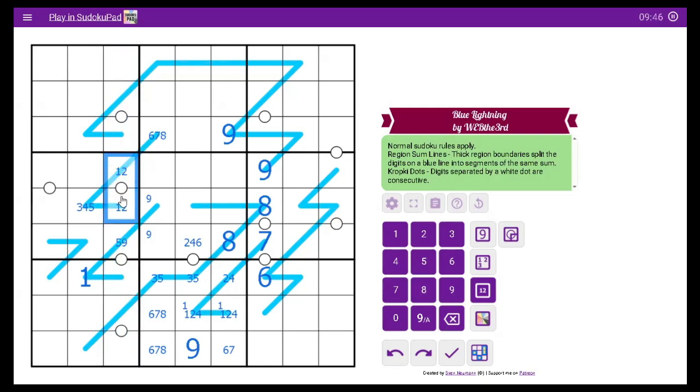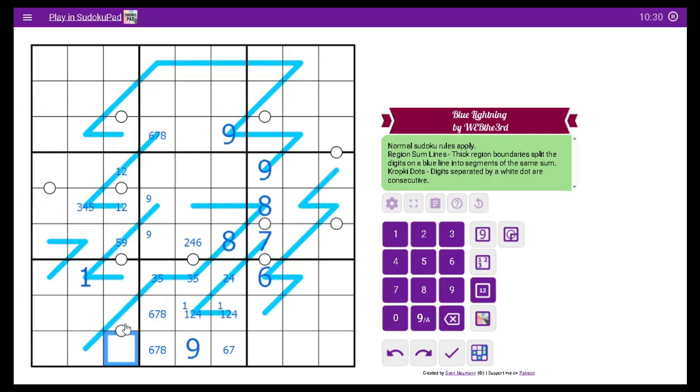column because most of these Kropke dots are on region sum lines. Like for instance, you can't put an 8 here because then this would be 0 to make the sum work. You also can't put an 8 there. So basically, none of those squares, and you can't put an 8 there because that sum would be too big. None of those can be 8s.